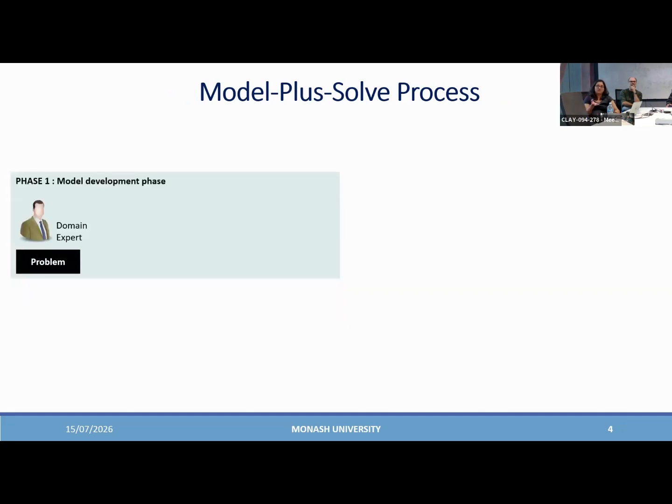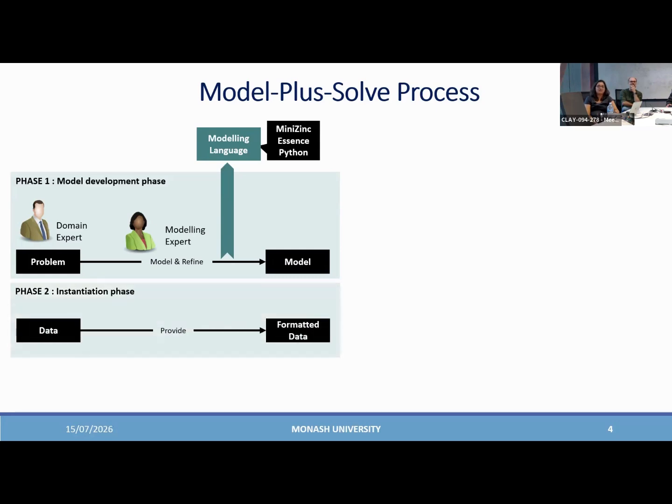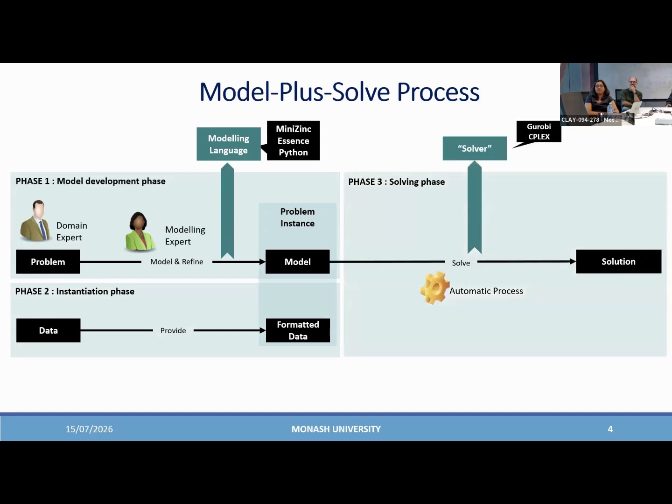Now, in the first phase of this process, a modeling expert would formalize a problem of a domain expert into a mathematically precise description that we call a model, using a high-level modeling language such as MiniZinc, Essence, or even Python. Then in the second phase, models are instantiated with data. The model, along with its data, we call a problem instance. Then in the third phase, the problem instances are automatically solved using pre-built solvers such as Gurobi and Simplex to produce solutions.